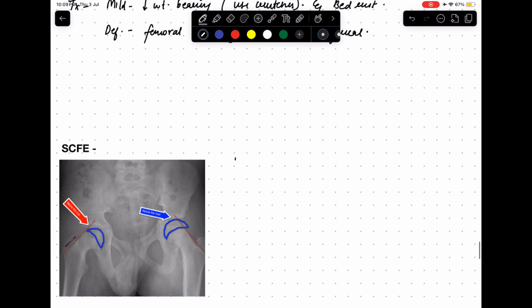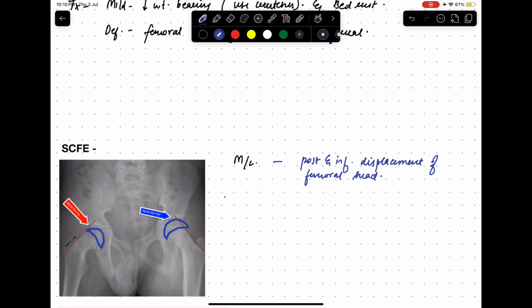Next is slipped capital femoral epiphysis, also known as SCFE. It is the most common hip disorder in the adolescent period. The proximal and inferior displacement of the femoral head in relation to the femoral neck is most common. Now for the risk factors, obesity, extreme weight in children, is very much problematic and can lead to SCFE. And along with that, family history, if it is positive, is also associated with SCFE.